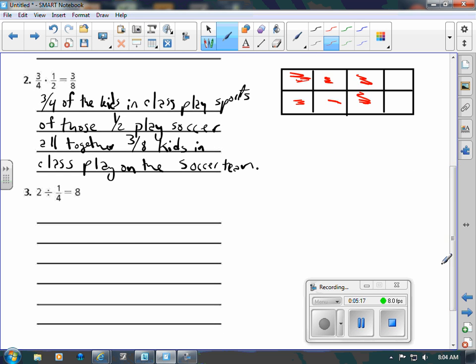2 divided by 1/4. Let's think. I have 2 apples. And I'm going to cut each into quarters. How many pieces will I have?